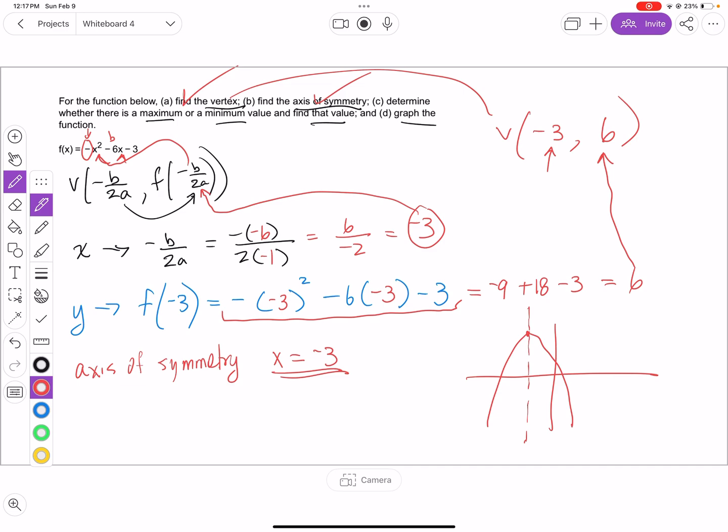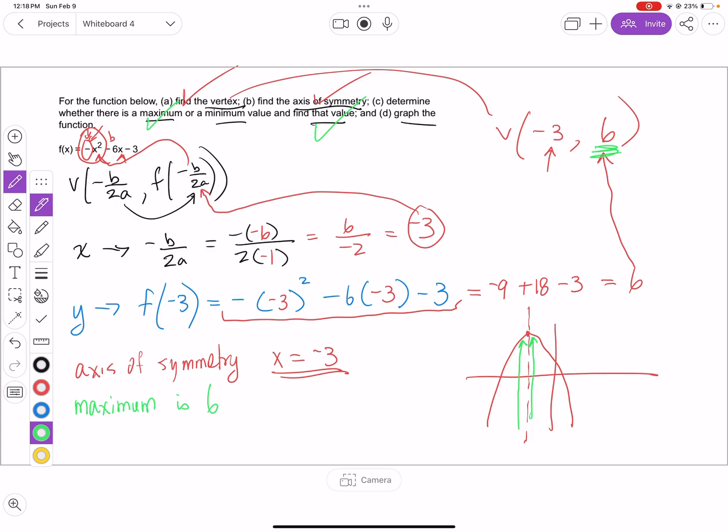Then they say determine whether there's a min or a max. What I just said: because that sign on the first term there is a negative, it means the parabola opens down. If I were to go this way, there'd be a top, there'd be a ceiling. I couldn't go any past that. So in this case, I have a maximum, and the maximum value is whatever the y value of the vertex is. So I would just say the maximum is 6.